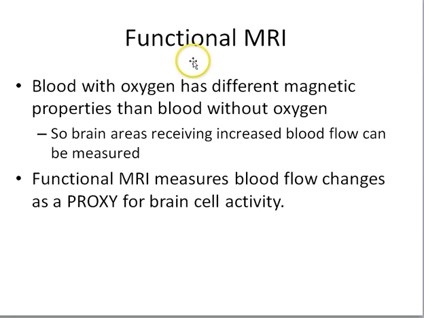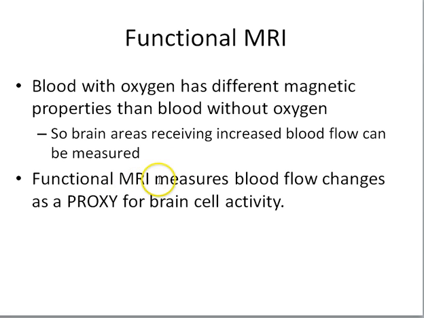Okay, so here's the key step here. It turns out that blood that's carrying oxygen has different magnetic properties than blood without oxygen. And so therefore, the brain areas receiving increased blood flow can be measured, right? Remember, the MRI is measuring these signals coming from those hydrogen nuclei that are emanating their little signals when they're placed in a large magnetic field and radio waves are being sent at them. Those little signals will depend on how much blood with oxygen is going to a particular part of the brain.